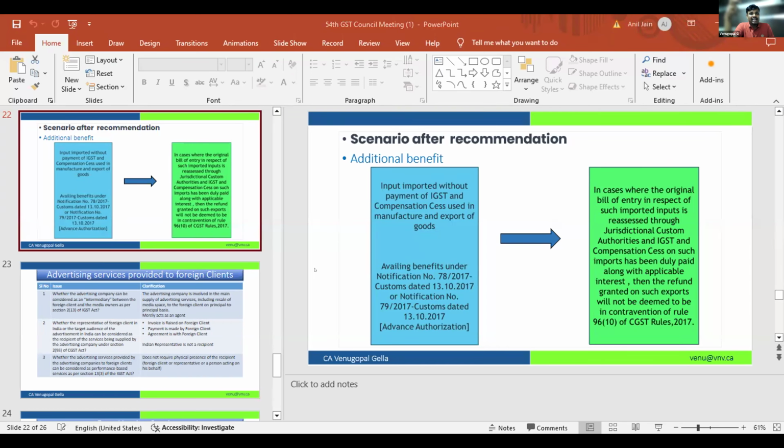So multiple questions have come up. First and foremost, fundamental: is it an export? Is it an intermediary? Is it an export? Just because the hosting services are in India, you cannot say that it is not an export. It would still be an export.